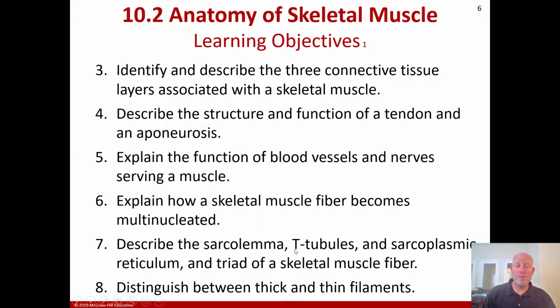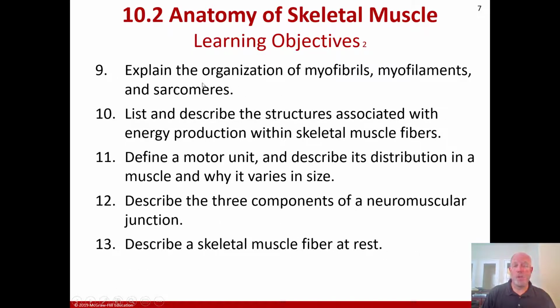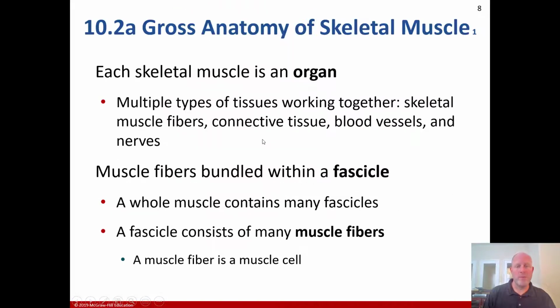Describe the sarcolemma, the T-tubules, the sarcoplasmic reticulum, and the triad of a skeletal muscle fiber, and distinguish between thick and thin filaments. You should also be able to explain the organization of myofibrils, myofilaments, and sarcomeres, and list and describe the structures associated with energy production within skeletal muscle fibers. Define a motor unit and describe its distribution in a muscle and why it varies in size. Describe the 3 components of a neuromuscular junction, and describe a skeletal muscle fiber at rest. So we have quite a few objectives for this section because there's a lot here.